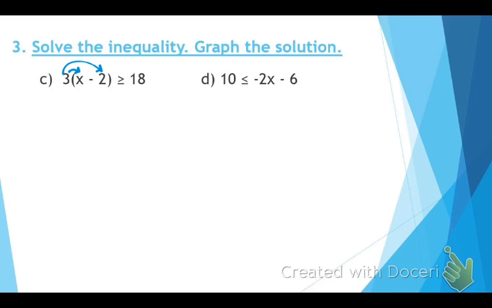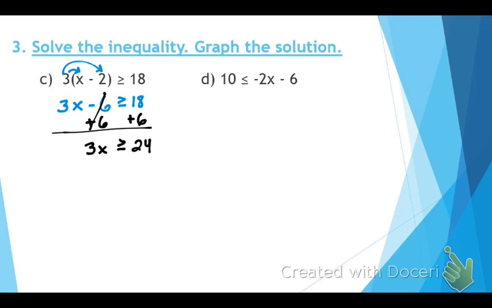Nikki, what is 3 times x? 3x. And what is 3 times negative 2? Negative 6. Excellent. And then we're going to drop down our inequality symbol. Janet, what should I do next? Okay, I'm going to add 6 to both sides. Drop down the 3x is greater than, and guys, what's 18 plus 6? 24.